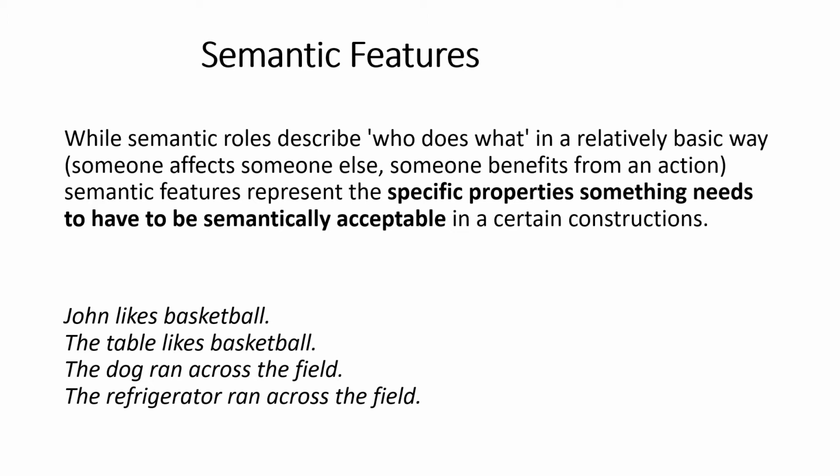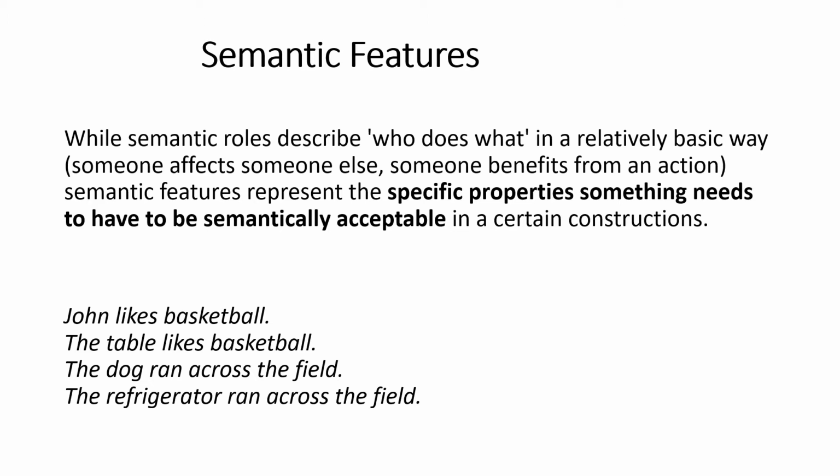So it's not acceptable semantically, although syntactically there is nothing wrong in this sentence. Syntactically, it's right. The table likes basketball. The table is the subject, likes is the verb, basketball is the object. Tense-wise, structure-wise, it is an accurate sentence, but there is no understanding, there is no meaning. So semantic features tell us what sort of things there must be. We will discuss this in detail.